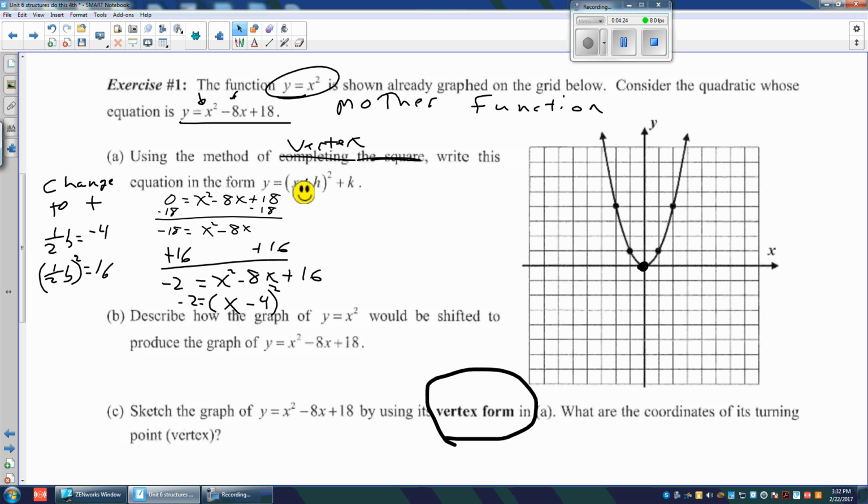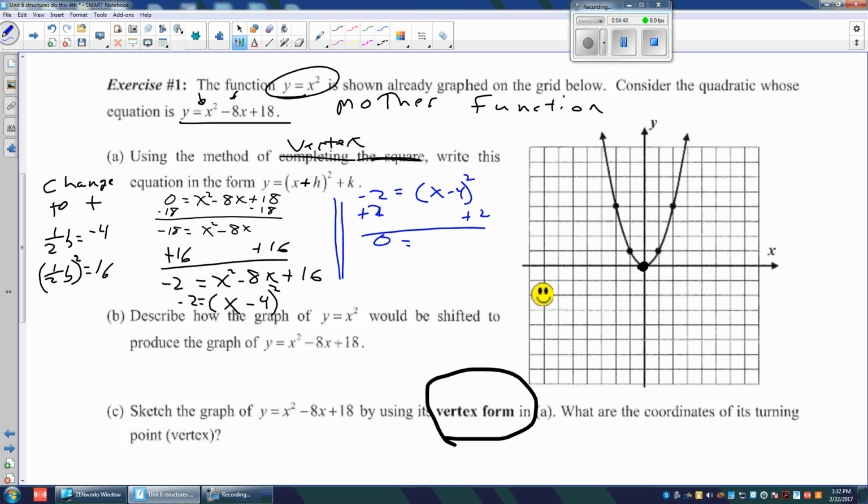Hang on, Mr. Bryce, you said that this has to look like this equation. There's a plus k, and that's just a y. It can't be a number like negative 2. Okay, so let's bring her home. So if we start with negative 2 equals x minus 4 squared, let's move the negative 2 over by adding 2. We have 0 equals x minus 4 quantity squared plus 2.